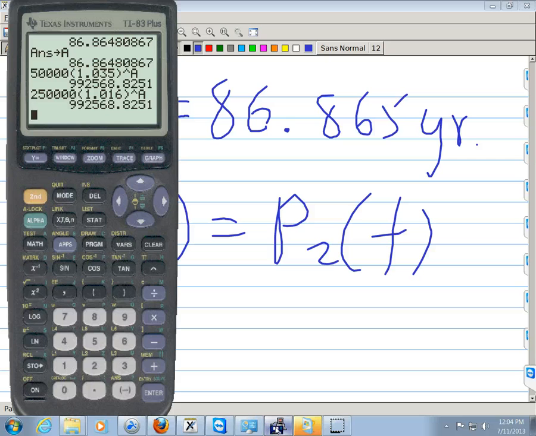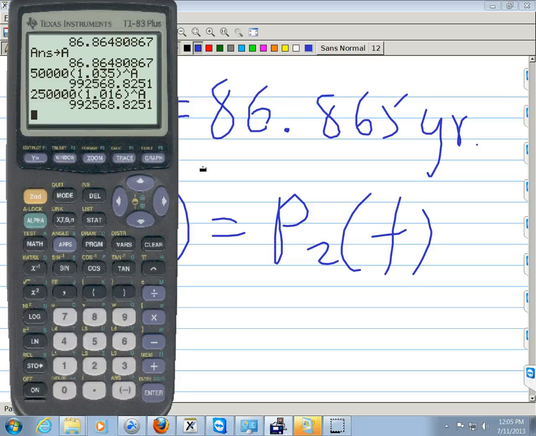Oh, they have round off error. See, look what they did. They're saying that T is 86.865, right? And then they plug that in. But it's not 865. It's 8648 something. They rounded up. So their population is too high. They have round off error. They're taking the rounded off answer for the years, 0.865, plugging that into the population and getting the wrong population.